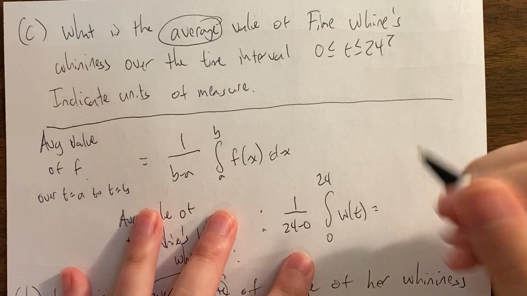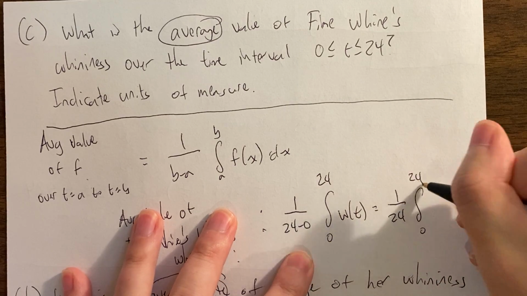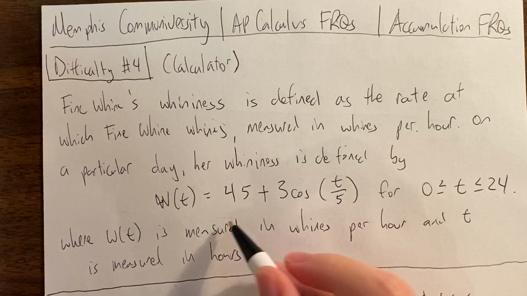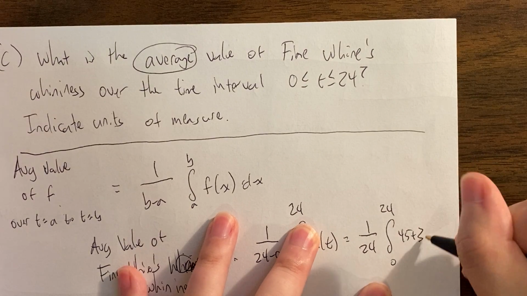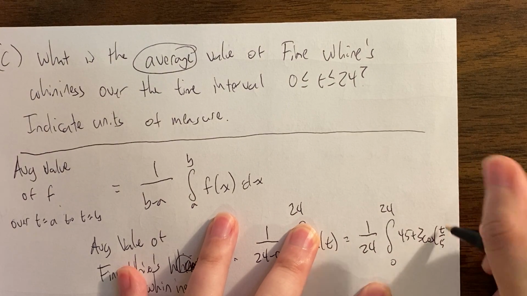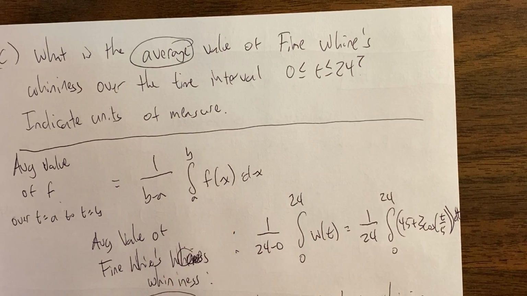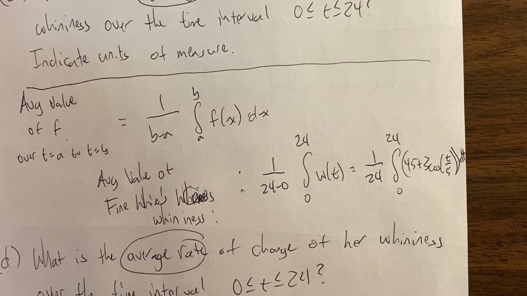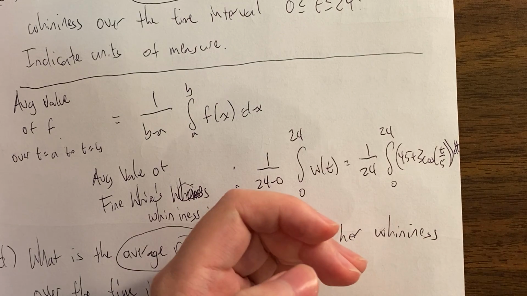And let me remind you what W is. It's going to be 1 over 24, integral from 0 to 24, and then it's going to be 45 plus 3 cosine of t over 5. And of course, once we've set this up, even though some students don't like average, we're actually done. We've done the hard part because we have a calculator.